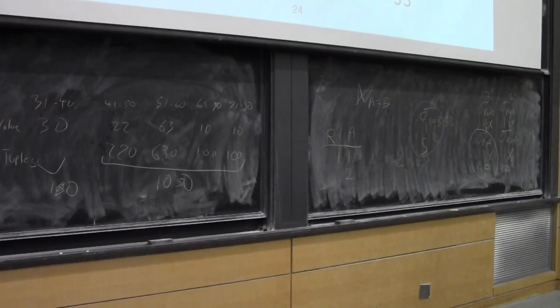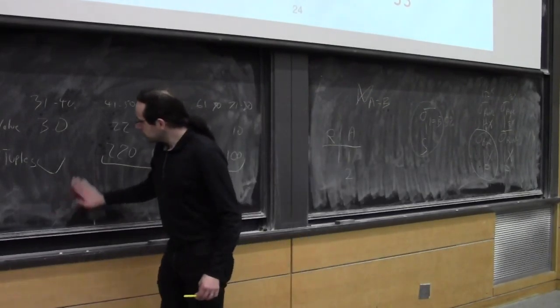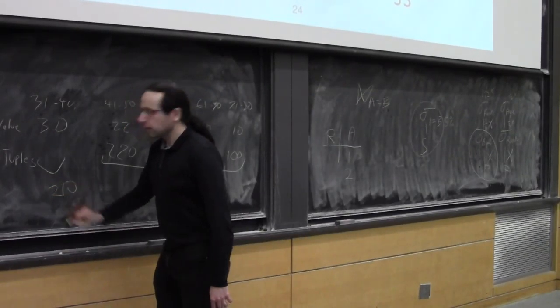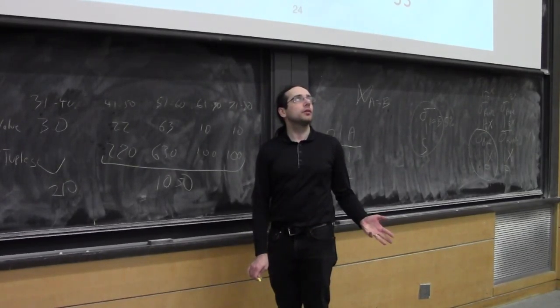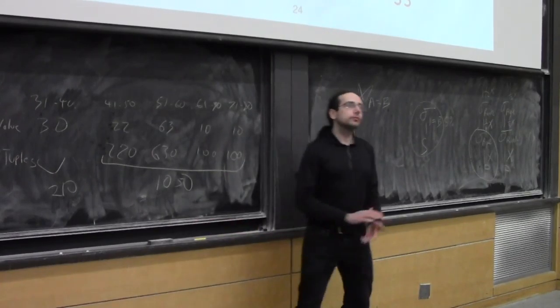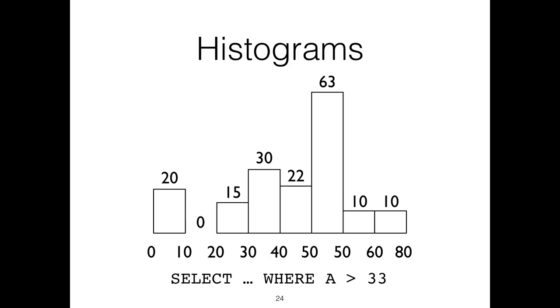Say again? So it should be 30, 34, 35, 36, 37, 38, 39, and 40. You are correct. So this should be 210. And that gives, so you're skipping 210. I'm a computer scientist, so I don't. That's what calculators are for.